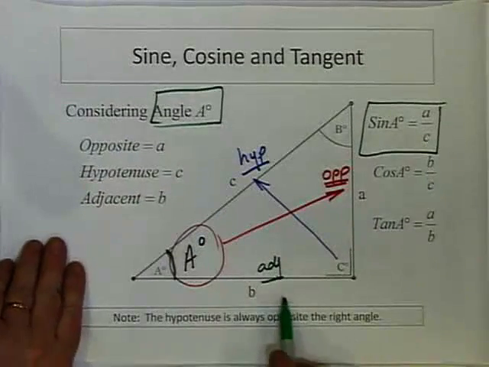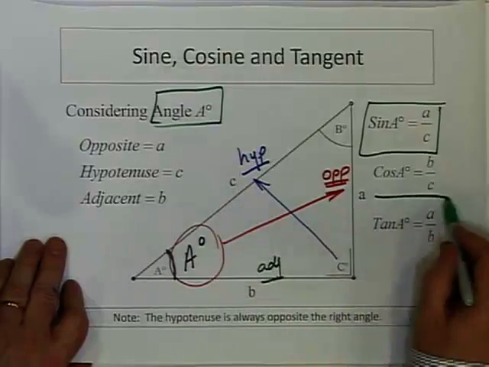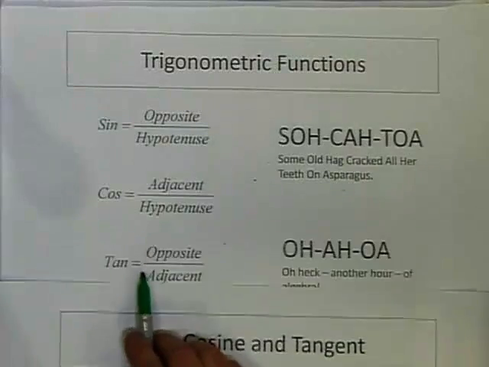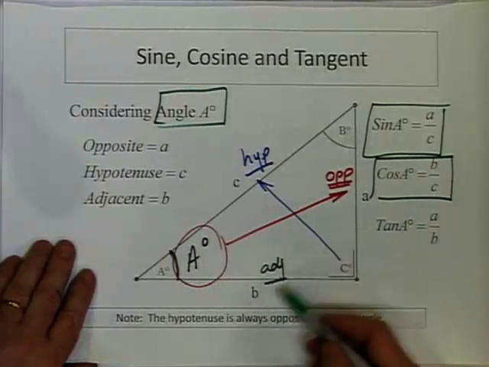Cosine is adjacent over hypotenuse. Well, the adjacent for A is B over C. And the tangent is opposite over adjacent. Well, that's the opposite over adjacent. It's A over B.